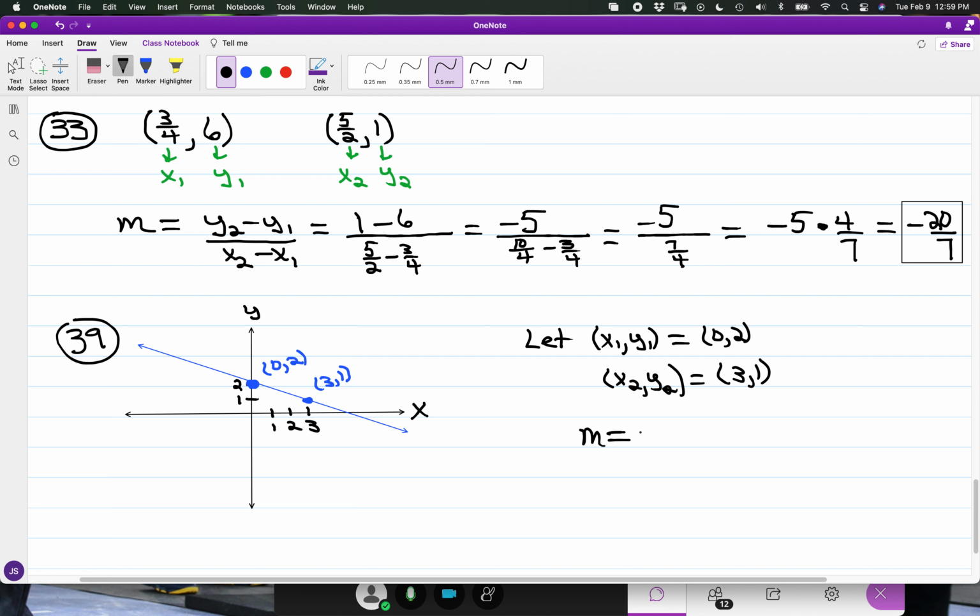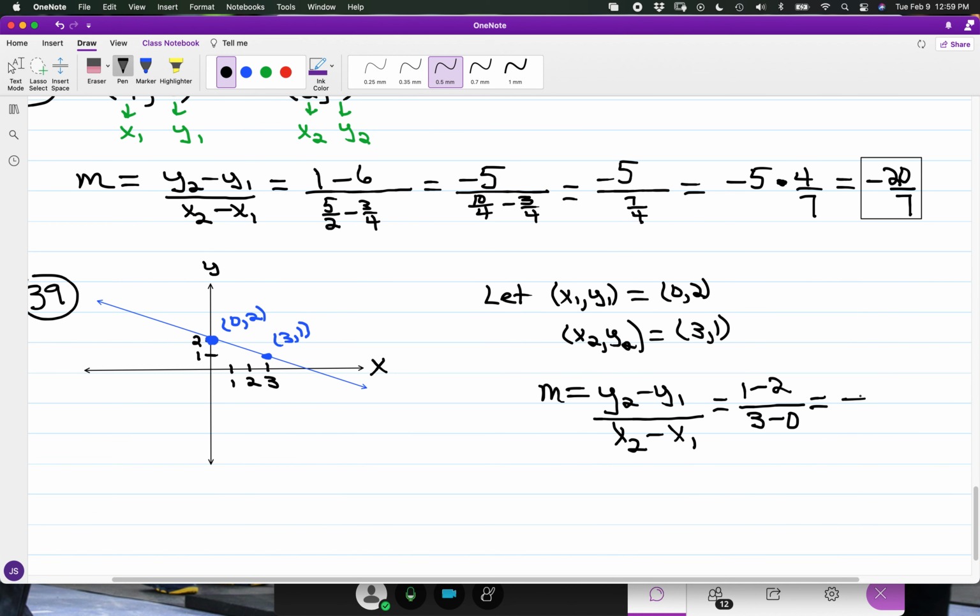So if you go through the slope formula route, so we have y2 minus y1, so your y2 is at 1, y1 we have at 2, x2 minus x1, x2 is at 3, x1 we have at 0, and guess what, we have 1 minus 2 is -1, 3 minus 0 is 3, so the slope is equal to -1/3.